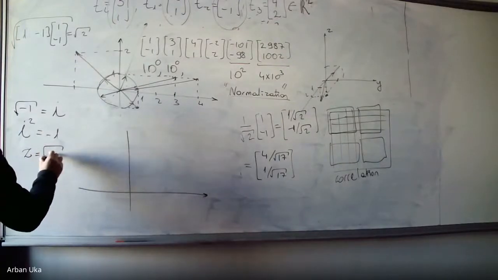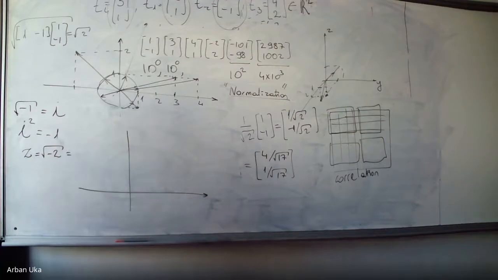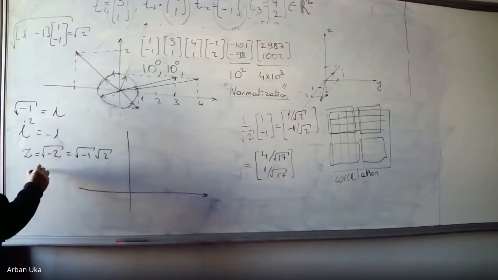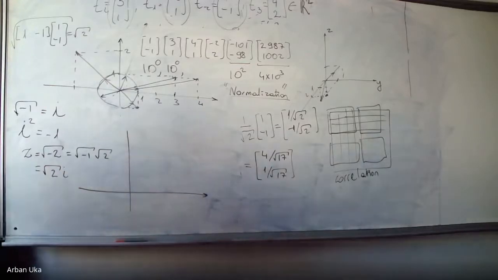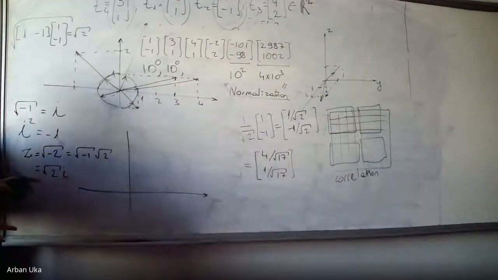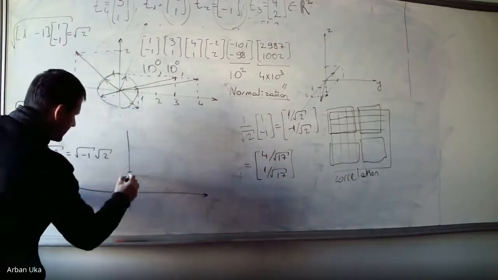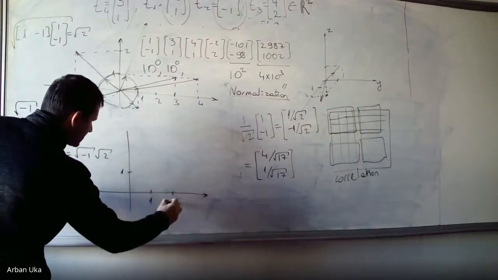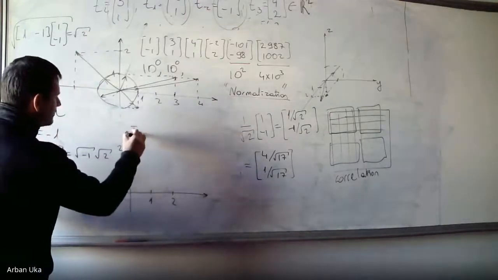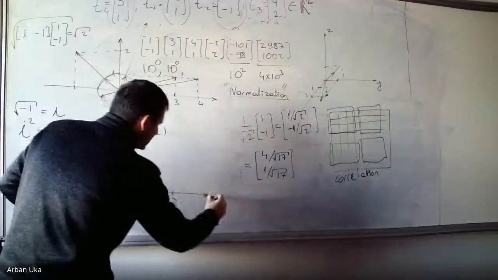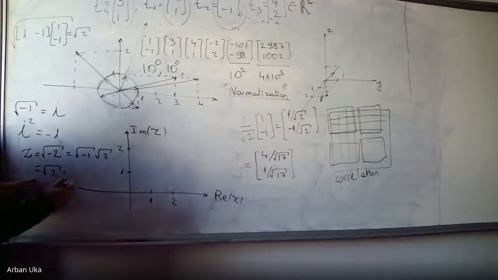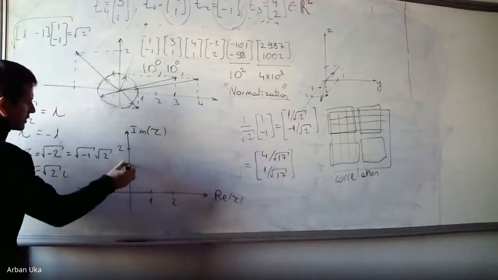Z is the square root of -2, which is equal to the square root of -1 times the square root of 2, which is equal to square root of 2 times i. It has only the imaginary part. This axis is the imaginary part of the complex number set, this is the real part, and the magnitude of square root of 2 is somewhat like 1.4. So it's this point.